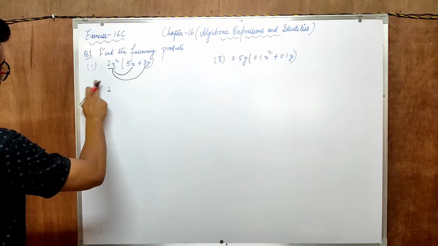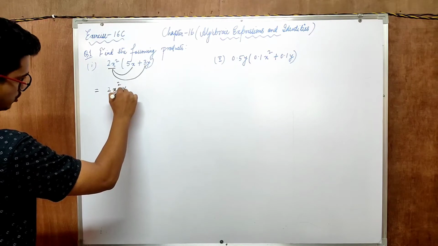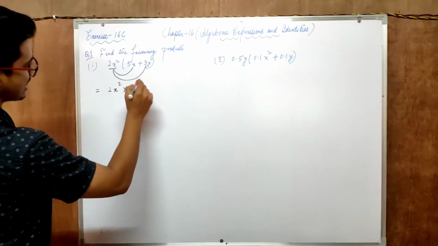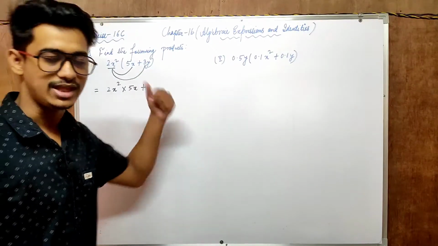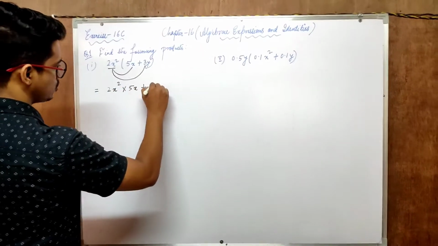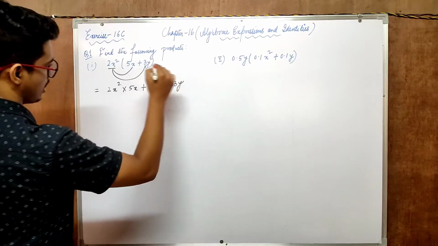2x square into 5x plus, and the sign will remain the same. If there is plus, we have to put plus. If there is minus, we have to put minus. As simple as that. After that, 2x square into 3y. And let's just do that.